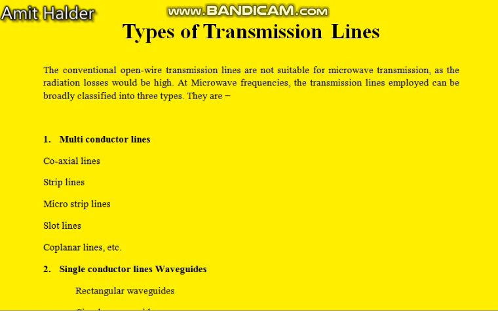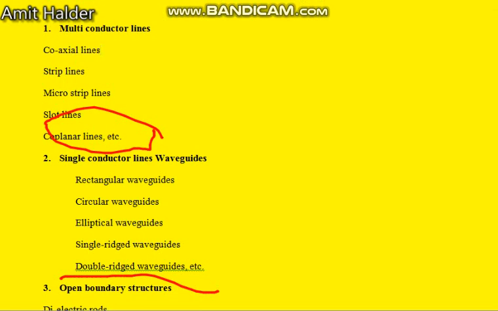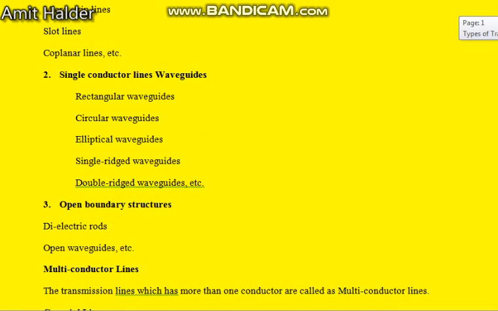First of all, it is multi-conductor lines. Secondly, it is single conductor lines. That means that basically it is divided on the conductor itself. And third, last but not the least, that is the open boundary structures. So basically there are three types of structures.